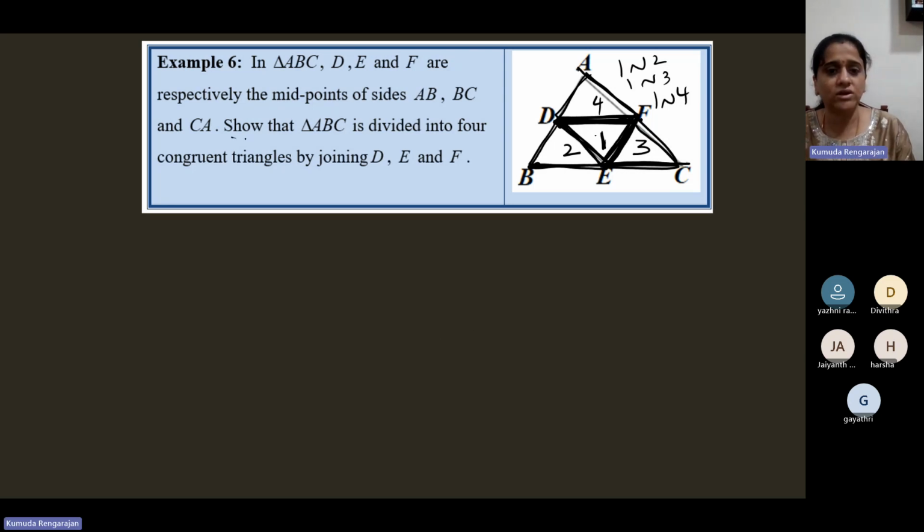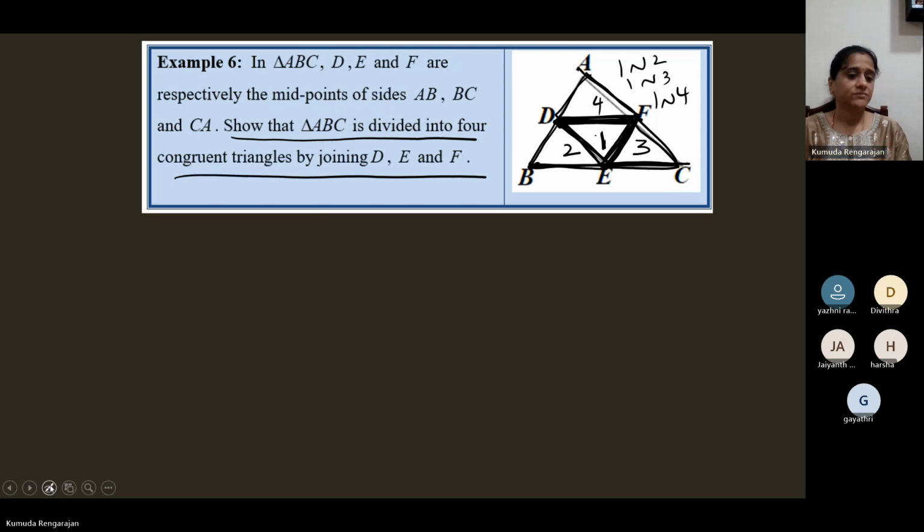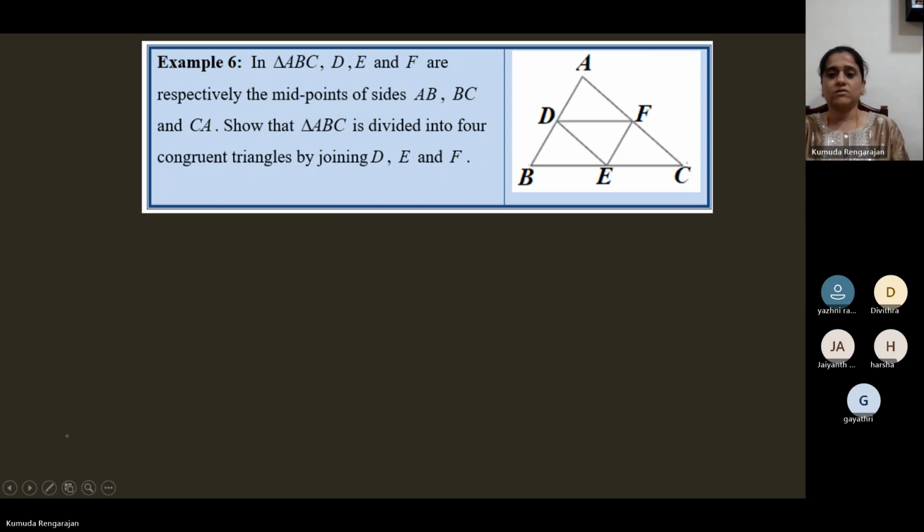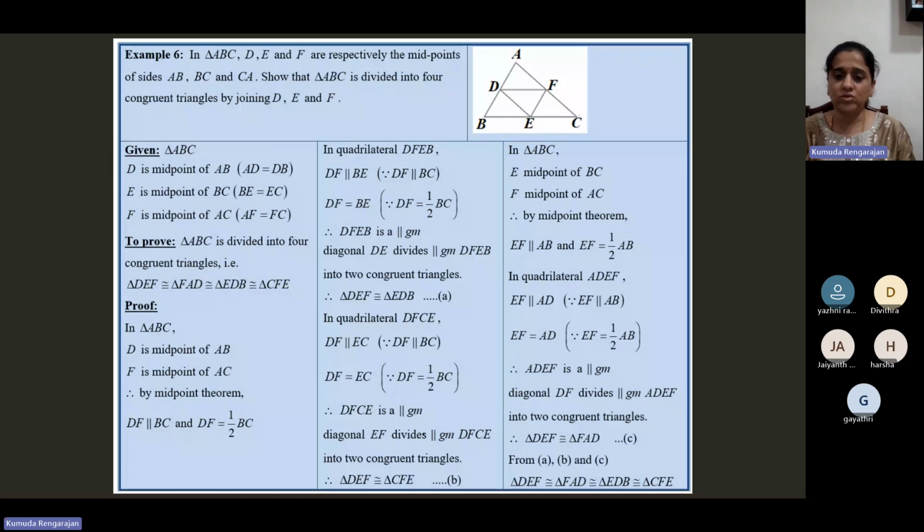Okay, so see here. Show that triangle ABC is divided into 4 congruent triangles by joining D, E, F. As you write, please understand. We have to use the midpoint theorem again here to show that this one is a parallelogram. So you can understand. Do it. Work mindfully. I'll give you 15 minutes. Read, understand, write down carefully.